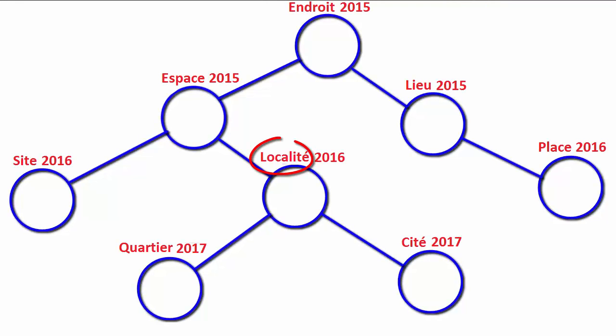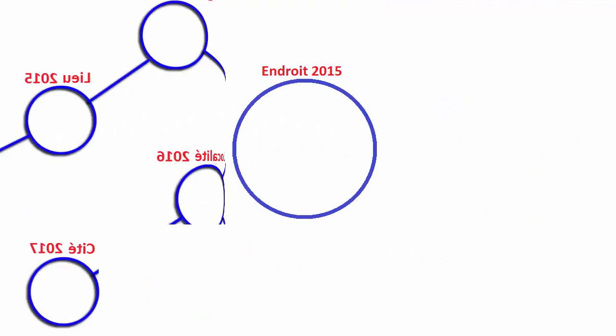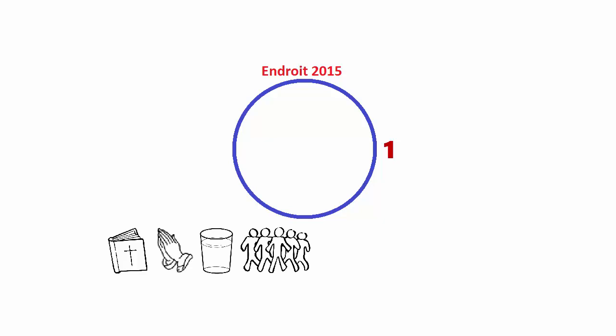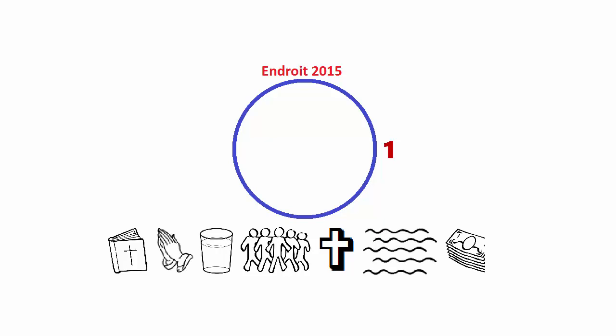Above each circle, write the name of the place where the church or cell meets, and write the month or year in which the church or cell began to meet. Beside each circle, write how many generations it is from its mother church or cell: 1, 2, 3 or more. Beneath each circle, draw symbols showing the kinds of activities that every church or cell is taught to practice.